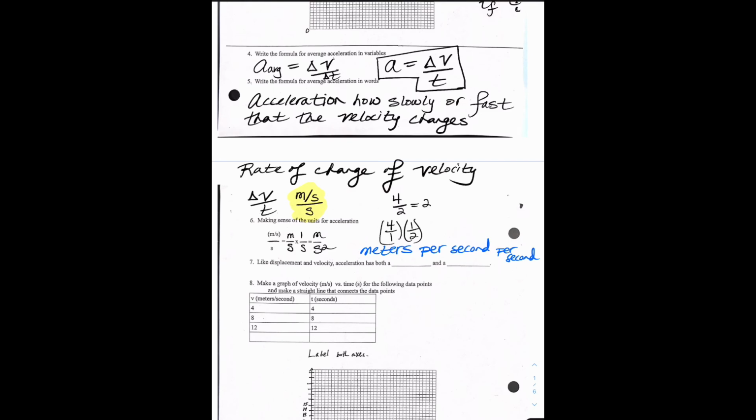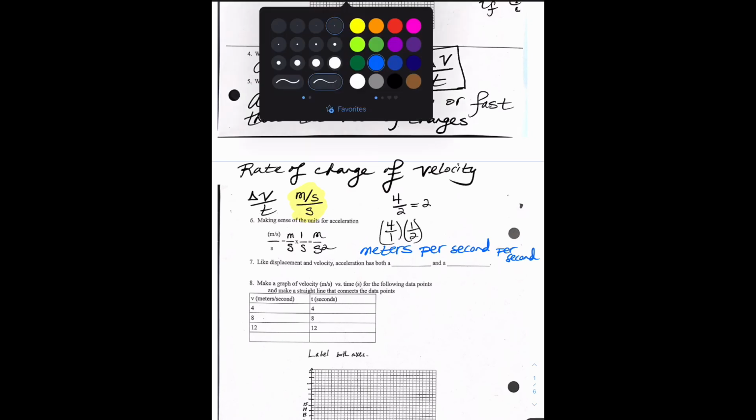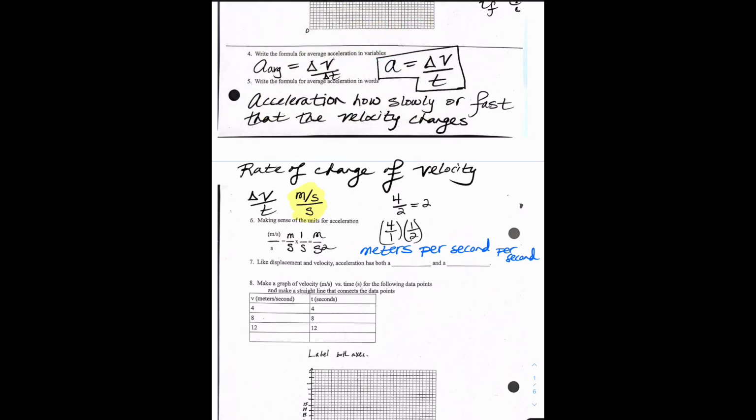So even though that's the way we like to say it, meters per second per second, mathematically that is the same as saying meters per second squared. And so a lot of times we'll just write meters per second squared, even though that is the same deal as meters per second per second. Okay.